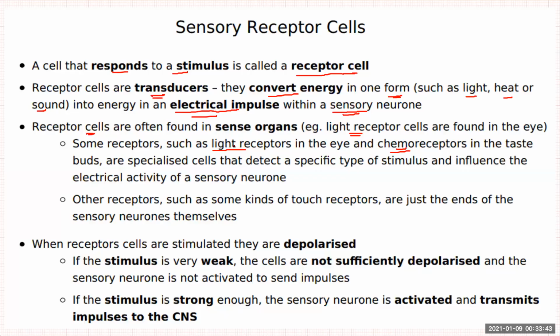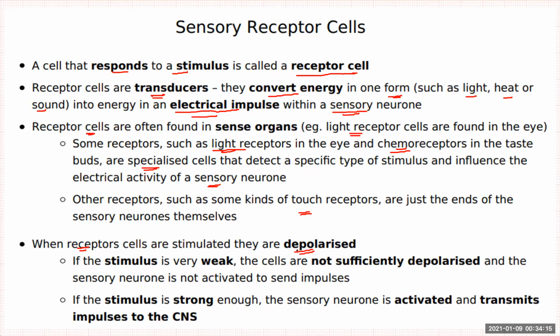So these are specialized types of cells that detect a specific type of stimulus and influence the electrical activity of the sensory neurons, right? So these are specialized cells. And other receptors, such as some kinds of touch receptors, are just the ends of sensory neurons themselves. So these touch receptors are the ends, right? But when we talk about the light receptors, or the chemoreceptors and the taste buds, they're specialized cells.